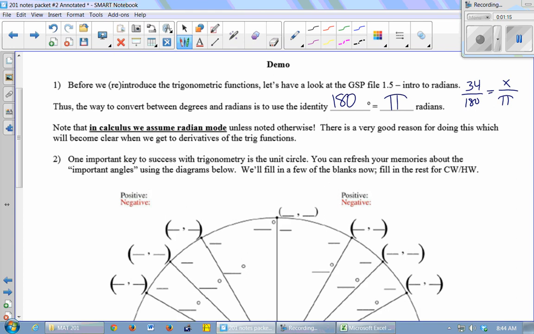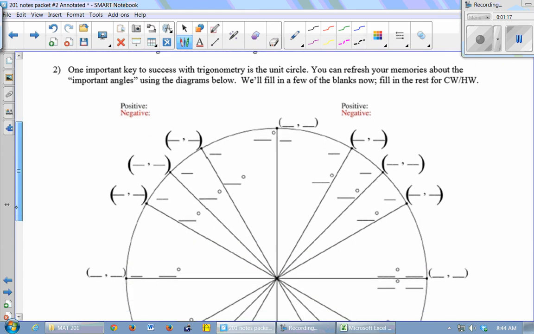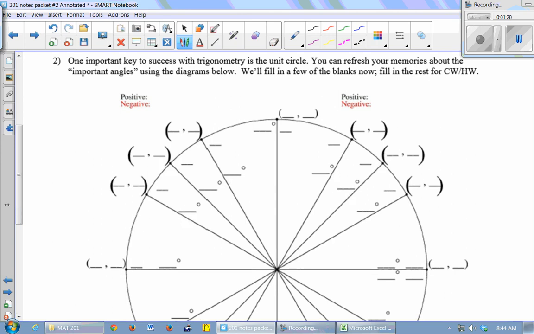All right, one really important key to success with trigonometry is the unit circle. This should be your best friend from pre-calculus. I'm going to fill in the first quadrant with you, and then the rest gets filled in via symmetry. You really just have to memorize 3 points and 3 angle measures, and the rest is symmetry. We always start measuring on the positive x-axis. We call that 0 degrees, 0 radians.